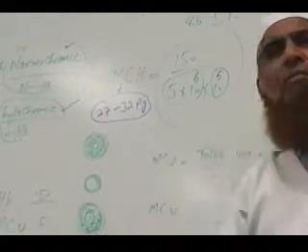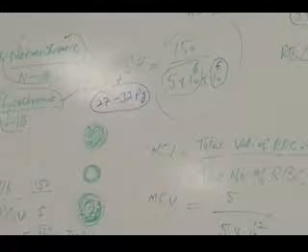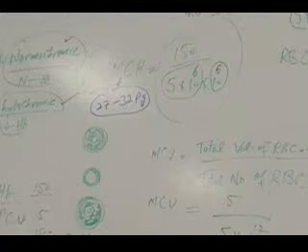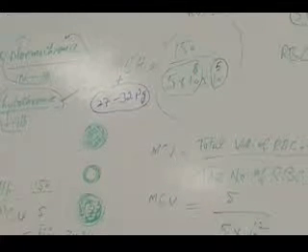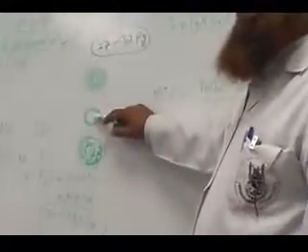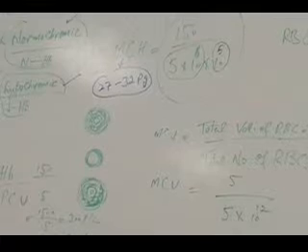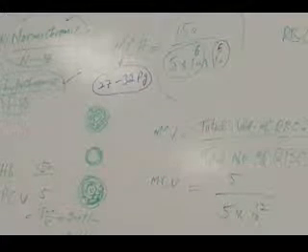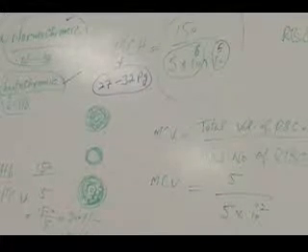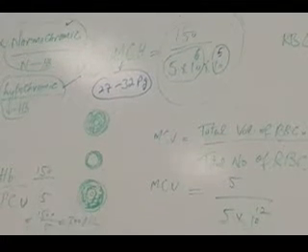So what will happen to the cell if this is below 27? Hypochromic. Hypochromic cell. Clear? The central area of pallor will be increased like this. If I say the MCV is 60 femtoliter and MCH is 20 picogram, it is microcytic hypochromic.